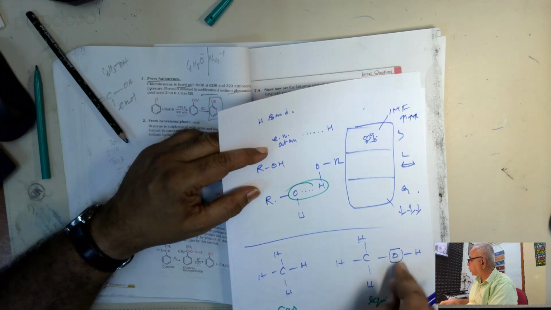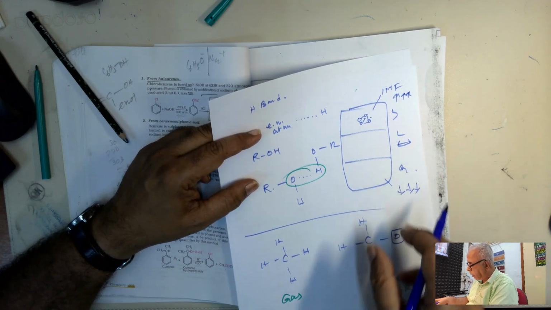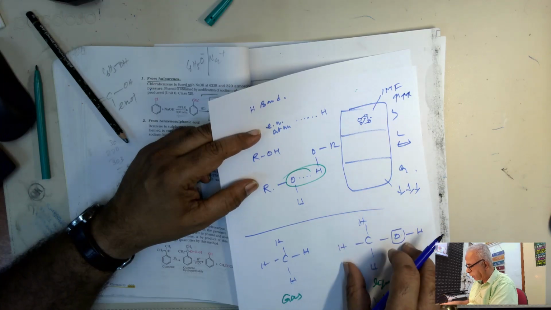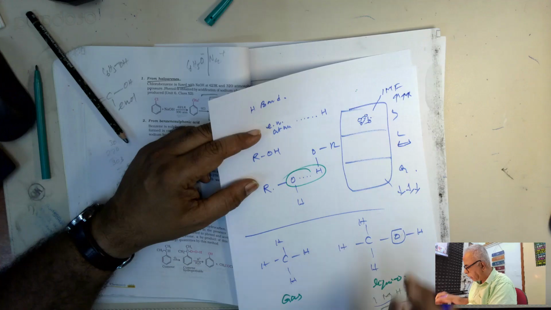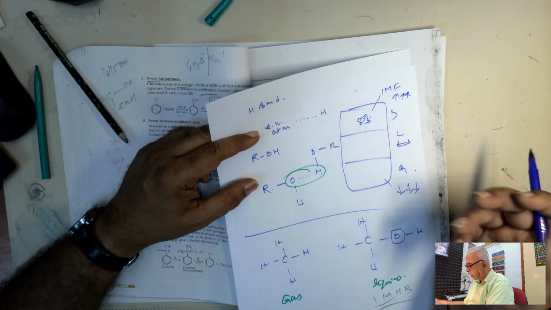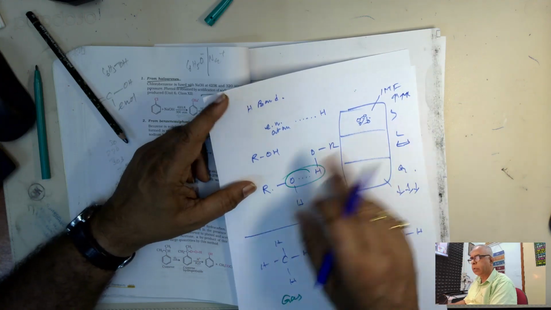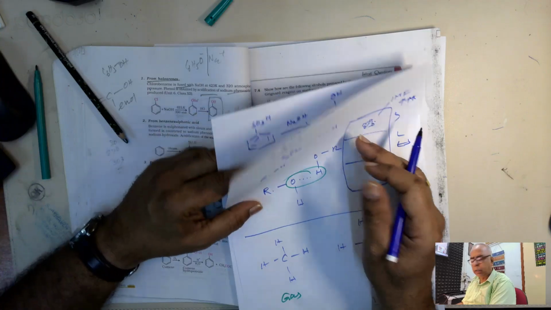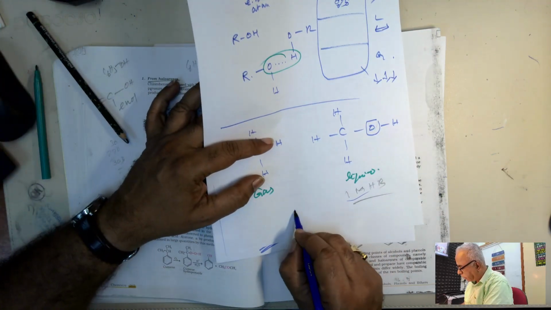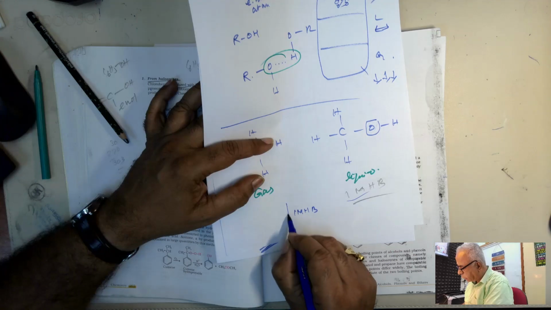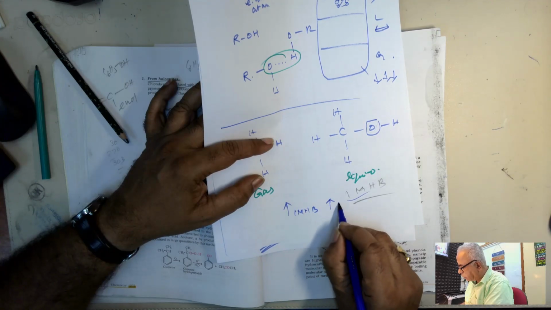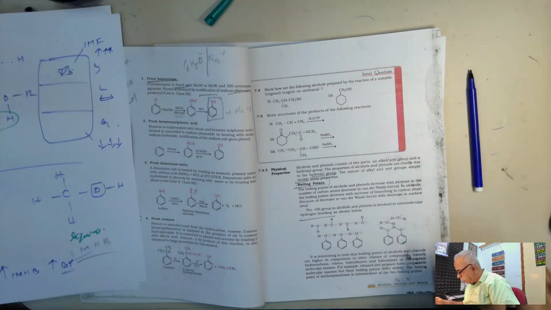So that is why alcohol is a liquid, and when the hydrogen bonding strength among the alcohols increases, naturally the boiling point also increases. Please make a note of it. When intermolecular hydrogen bonding strength increases, the boiling point also increases. That is another interesting point to be noted.